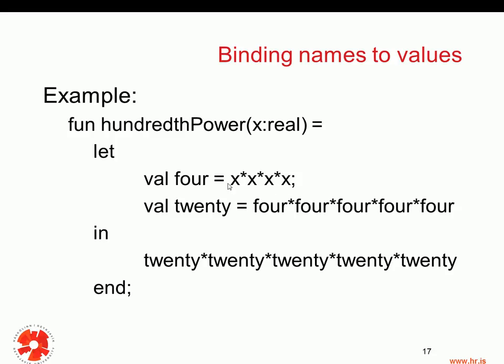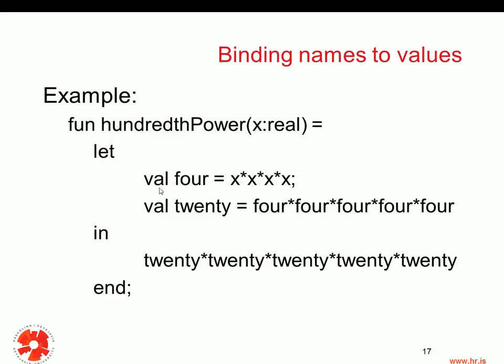times x, so x to the power of 4. The name 20 is bound to the value 4 times 4 times 4 times 4 times 4. So, and what is the thing that we want to calculate? We want to calculate 20 times 20 times 20 times 20 times 20, so basically 20 to the power of 5.